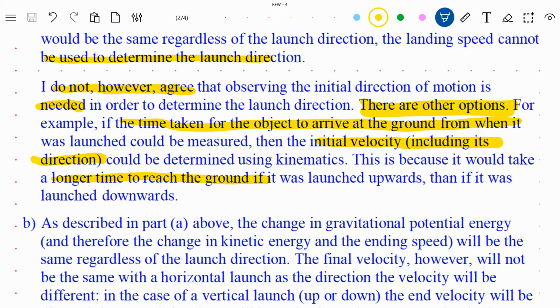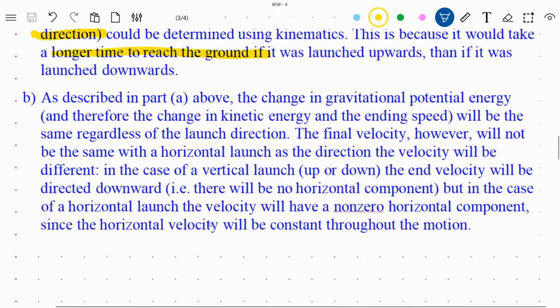Part B was comparing that horizontal launch to the vertical launch, specifically the vertical downward launch, I believe. So, part B, here's my response to it. As described in part A above, the change in gravitational potential energy, and therefore the change in kinetic energy at any speed, will be the same regardless of the launch direction. So up or down or other. It really doesn't matter what direction it's launched in.